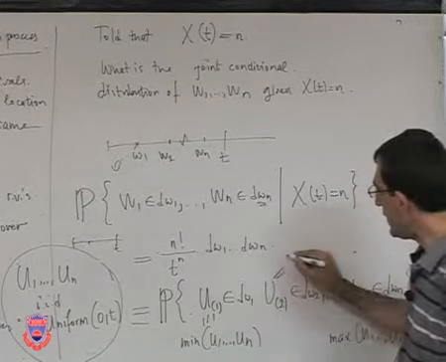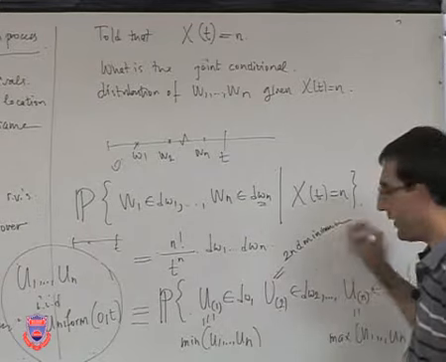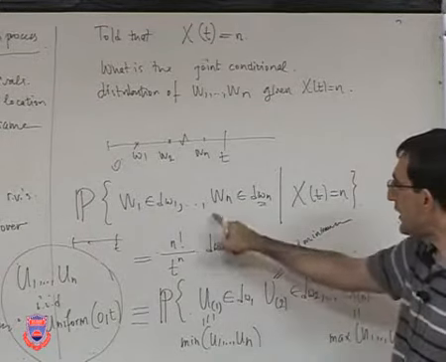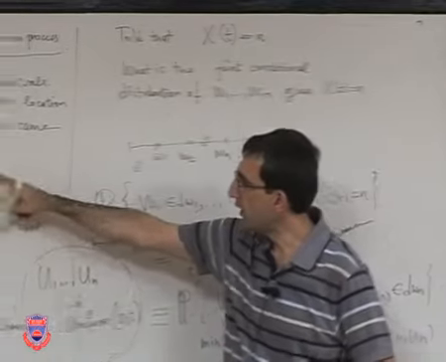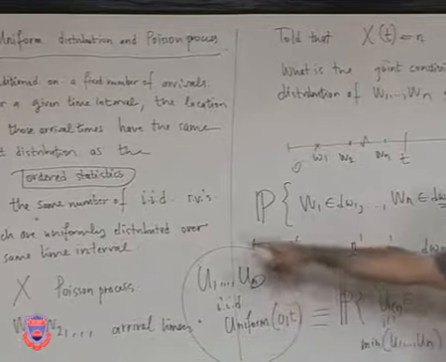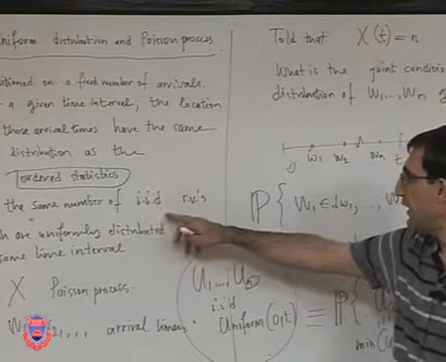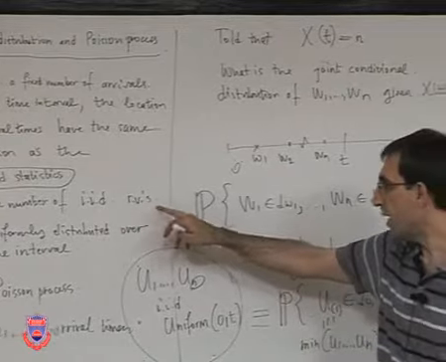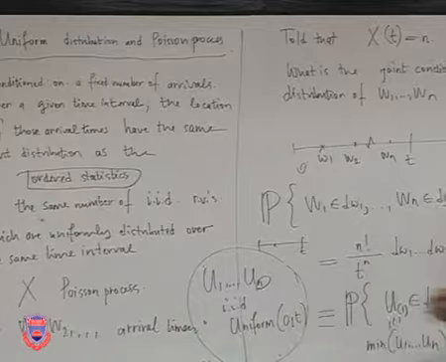And this is the second minimum, and so on and so forth. So this is the same as the distribution of the ordered statistics of n independent and identically distributed random variables which are uniformly distributed over the same interval from 0 to t.